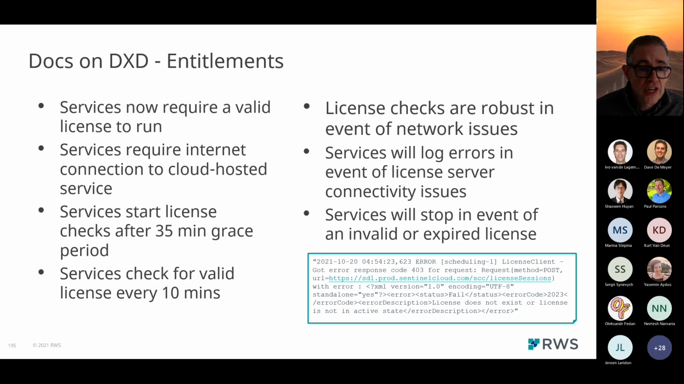Beyond that, it does a check every 10 minutes to that license service. Those checks are relatively robust. If there's network traffic, or any throttling of license requests to that service, the system will just retry again after a random number of seconds, and eventually you should get a success. If you get an error communicating with the license server, you will log errors around that. And if we get an invalid license or an expired license, then we will stop the service, and we will also log an error within the service, much like this example I showed here.